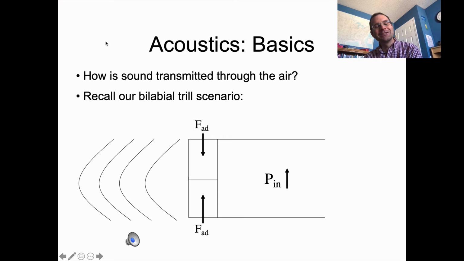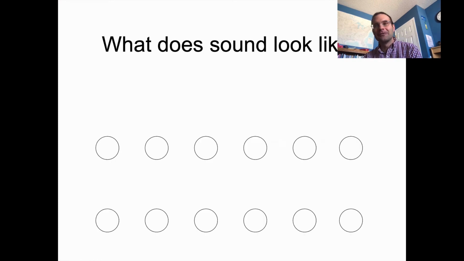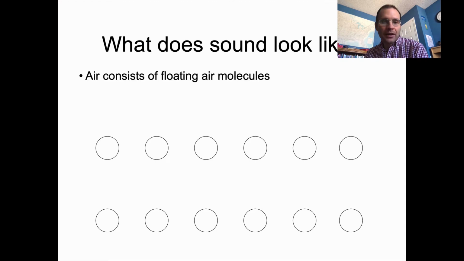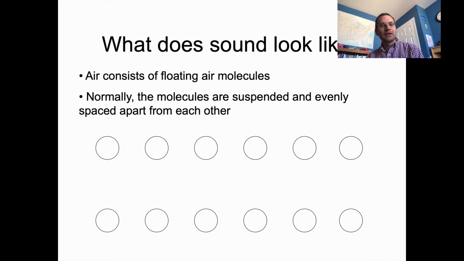But what is it going to look like as that sound floats through the air? So air you can conceive of as consisting of floating air molecules, because that's actually what air is. It feels like empty space, but there are little molecules floating around. They're just widely spaced apart from each other. Generally speaking, the molecules are going to be evenly spaced apart from each other in the space around our bodies or what have you.